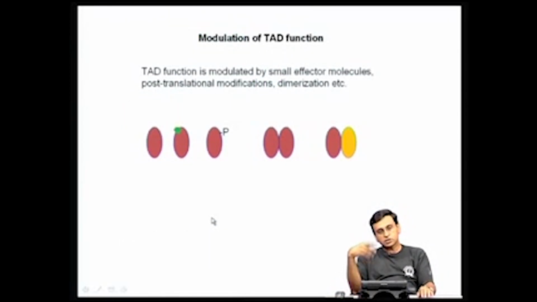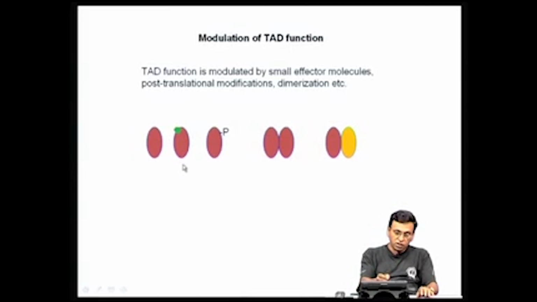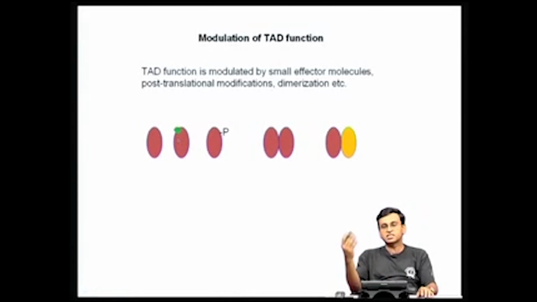Now, as people started studying more and more about transcription activation domain function in eukaryotic cells, it became very clear there is nothing like a universal mechanism. Depending upon what kind of transcription factor and what kind of cell type you are studying, the regulation may be different. For example, the function of a transcription activation domain could be modulated by binding of a small effector molecule. As I already told, in the case of proteins like the glucocorticoid receptor, the binding of a steroid hormone modulates the activity of the receptor.